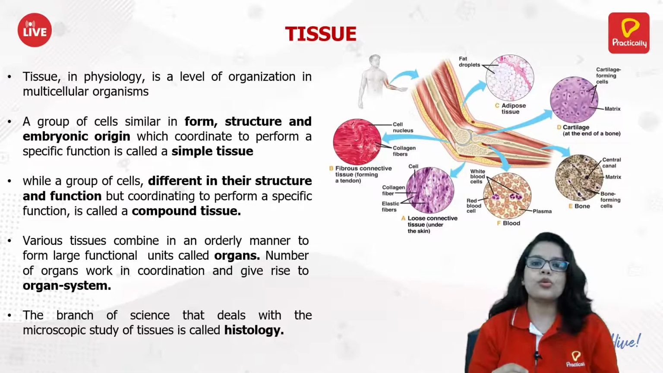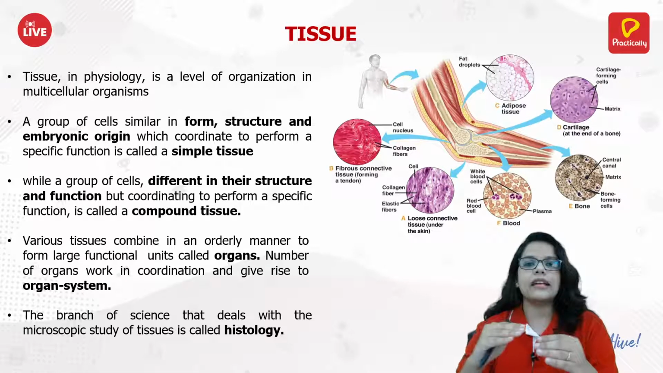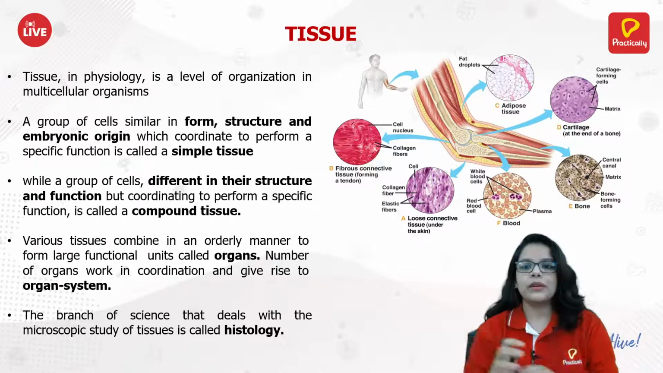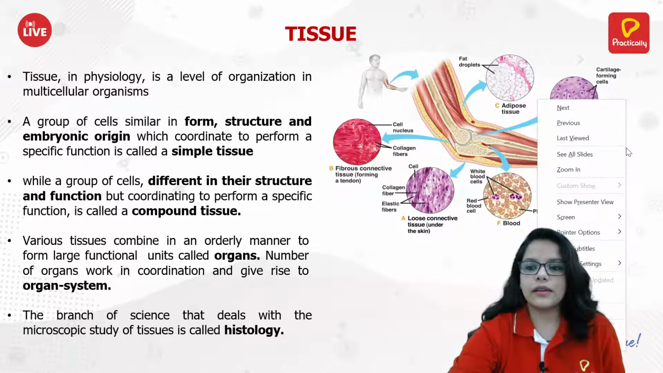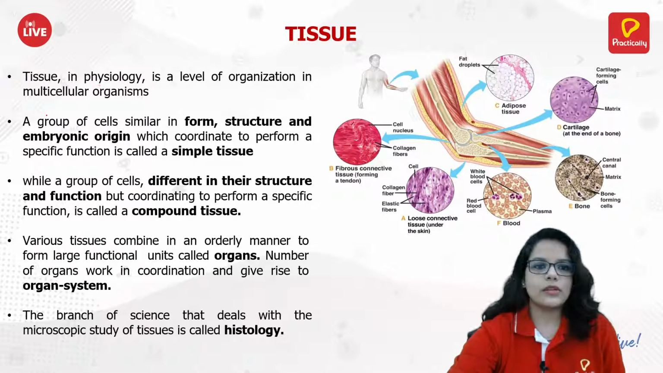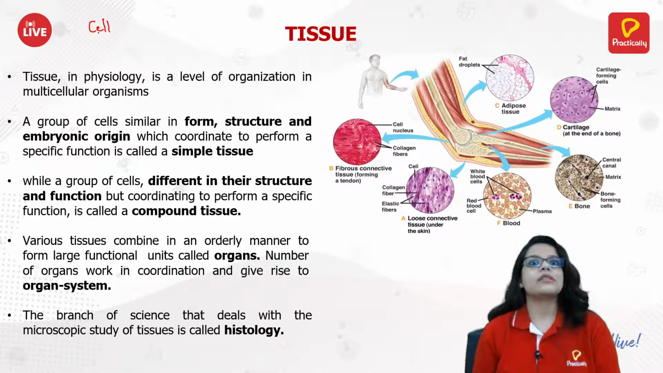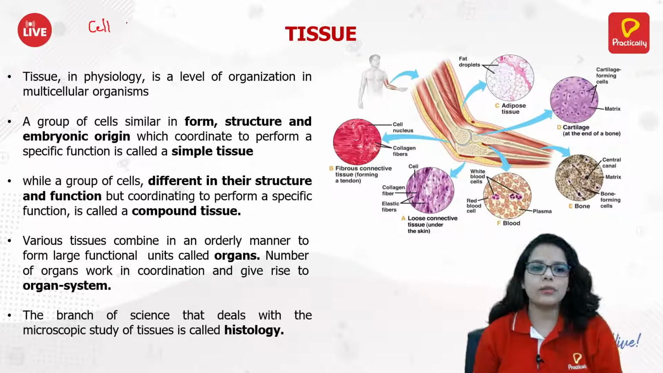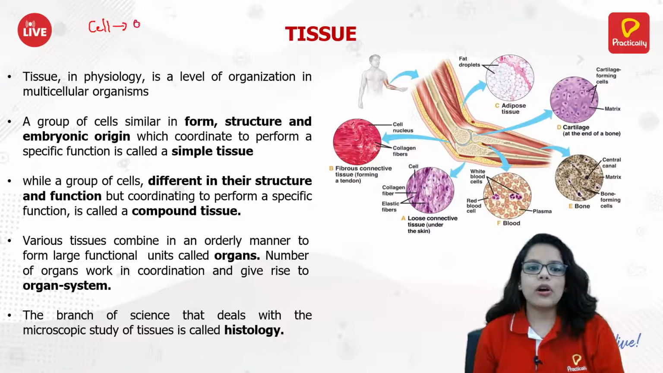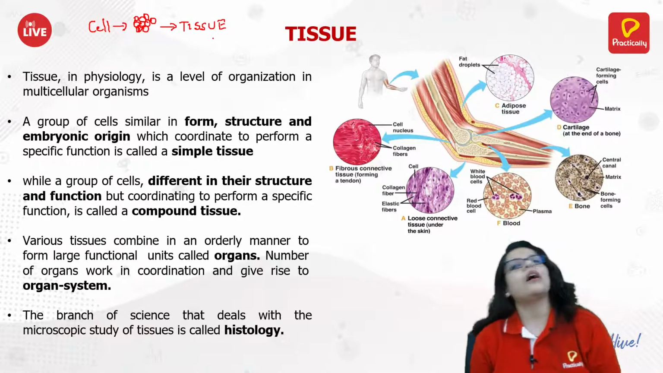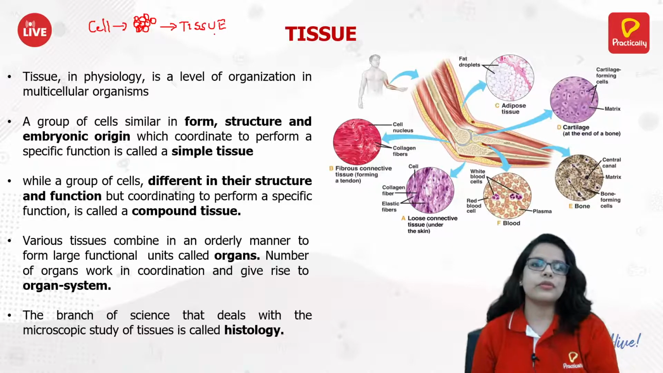So tissue is the second level of organization. What I mean to say is, all the bodies we know start with the cell. Cell is the structural and functional unit of life. When a lot of cells, which might be different, come together, they form tissue. And our body is made up of different kinds of tissues.